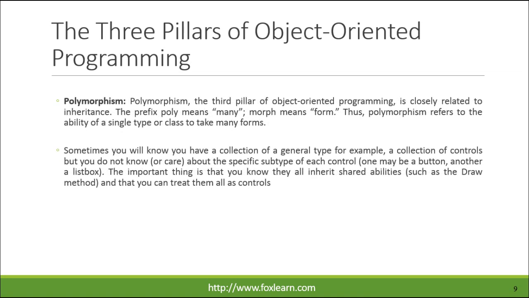Polymorphism, the third pillar of object-oriented programming, is closely related to inheritance. The prefix poly means many, morph means form. Thus, polymorphism refers to the ability of a single type or class to take many forms. Sometimes you will know you have a collection of a general type, for example, a collection of controls, but you do not know, or care, about the specific subtype of each control. The important thing is that you know they all inherit shared abilities and that you can treat them all as controls.